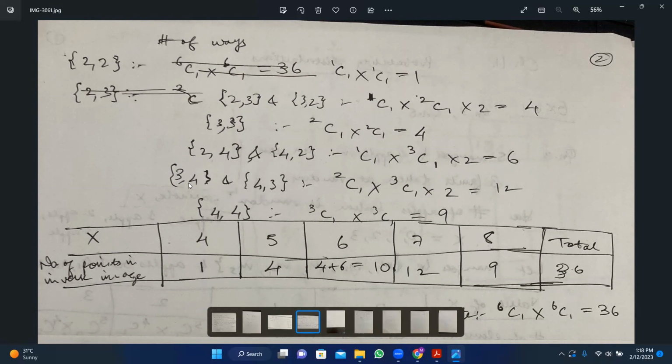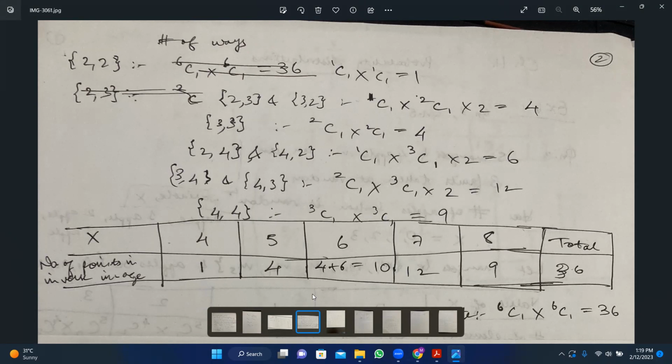Now moving on to the next sample point, 3, 4. These two will have the same number of possibilities. So we multiply by 2. But to get 3, we have 2C1, and to get 4, there are 3 faces, so this is 3C1. So the answer is 12. And the last point is 4, 4, which is possible with 3C1. There are 3 faces, 3C1 the first row, second row has 3C1, equal to 9.